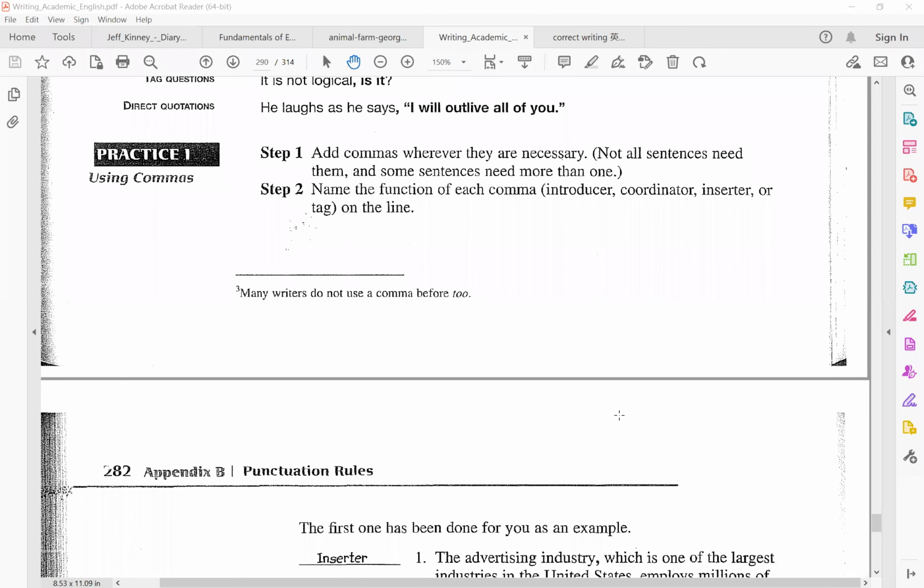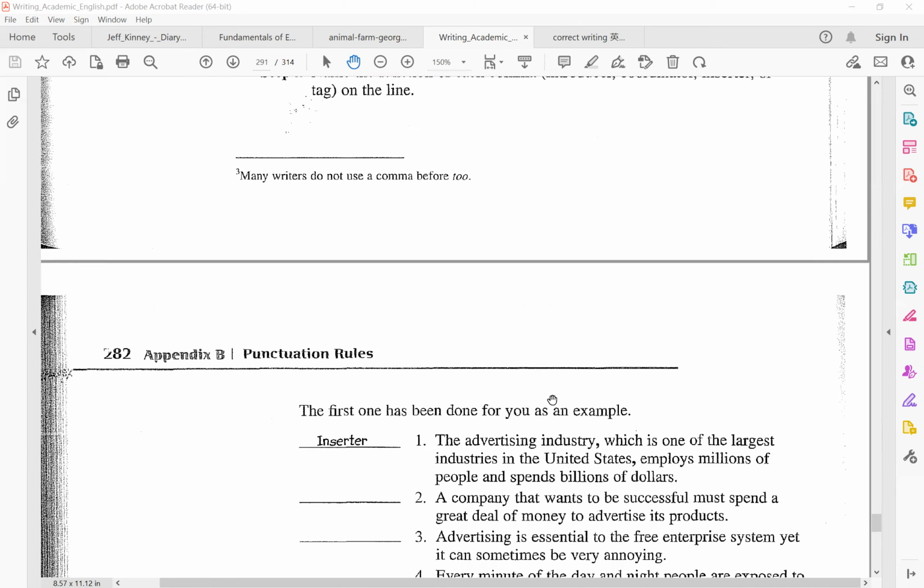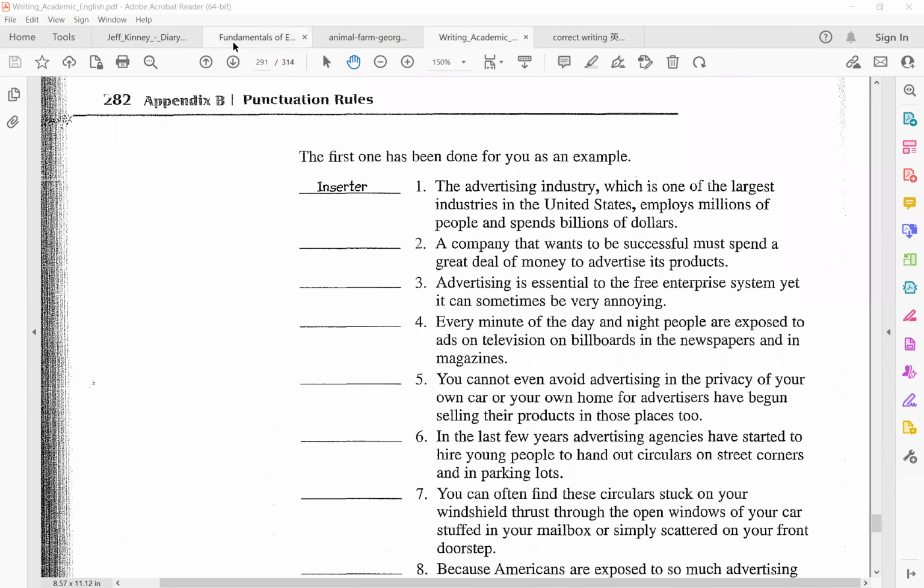All right, so after we've talked about our 4 types of commas, it is time for practice. So let's look at this exercise. Add commas wherever they are necessary. Not all of them need commas, and some might need more than one. And we have to name the function of each comma, whether they are introducer, coordinator, inserter, or tag on the line. So I'm gonna type it out on the left-hand side as a reminder.